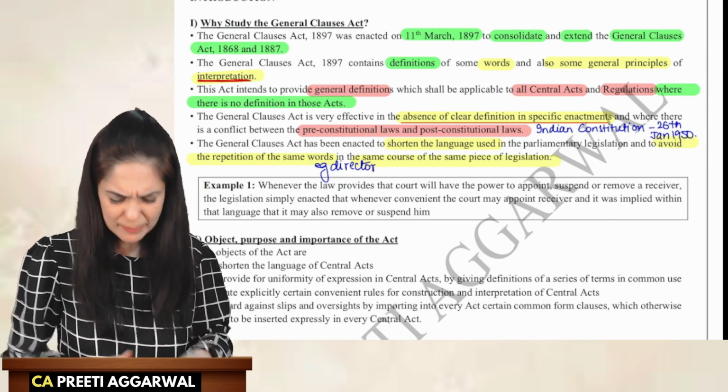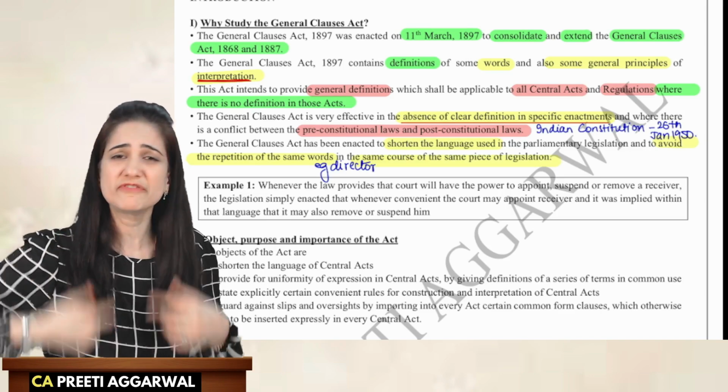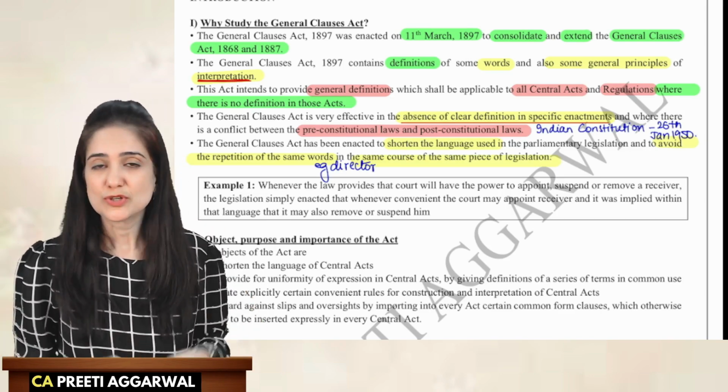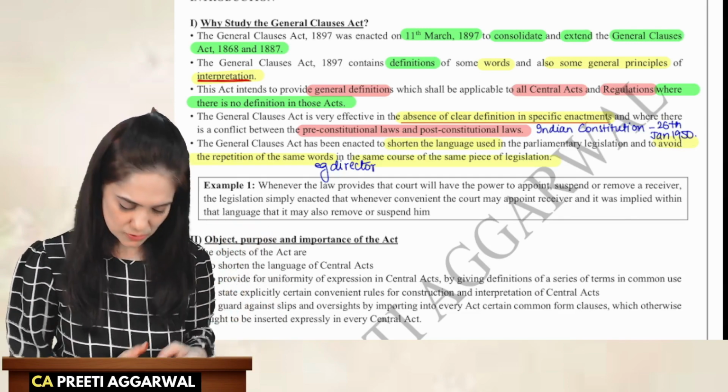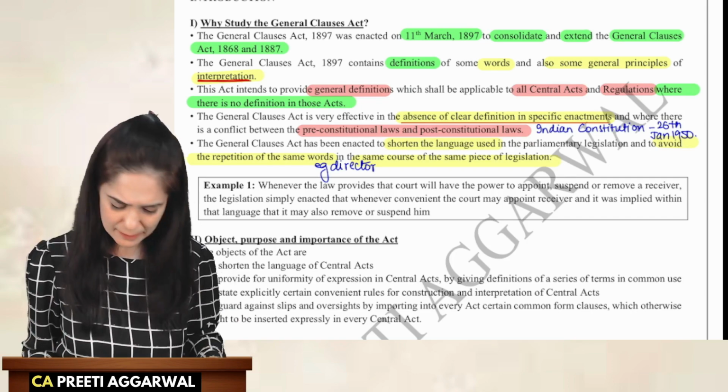If I keep defining the word director again and again, whenever it is used in the Companies Act, it will be very irritating and very bulky. So define them at one place, okay? How does it shorten the language of law? The same example is given here.